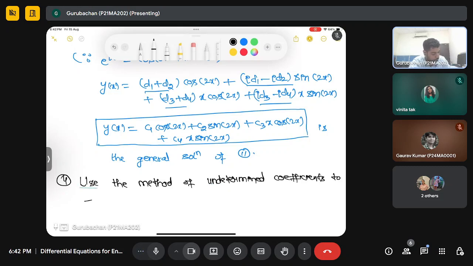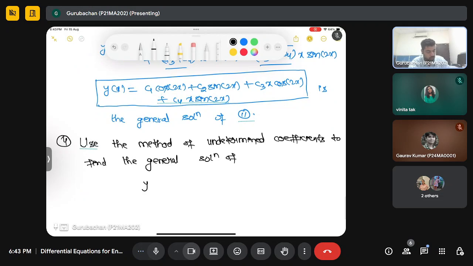to find the general solution of the differential equation y'' + 2y' + 4y = 111 e^(2x) cos 3x. So again, we have to find its homogeneous solution first, then its particular solution with the help of the analytic method, or you can say using this method of undetermined coefficients. So try this one. After that, we will discuss.